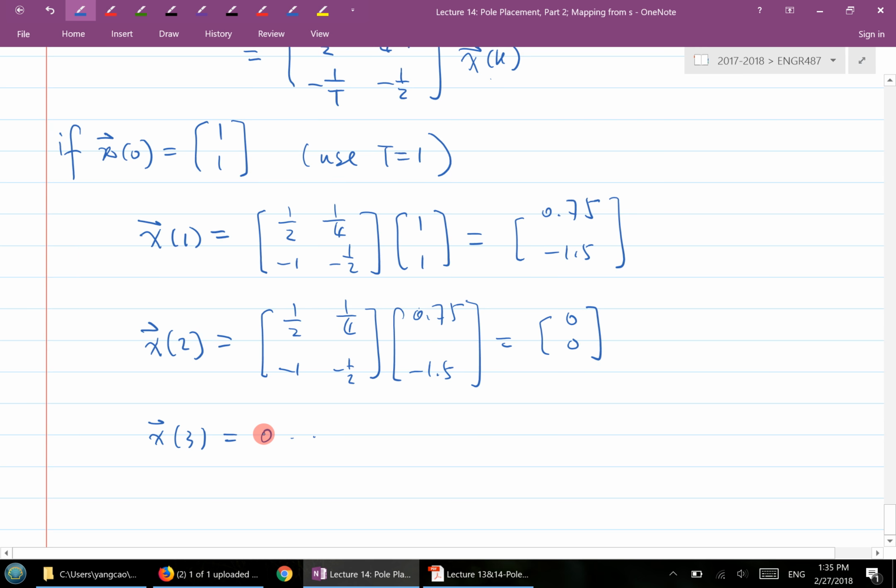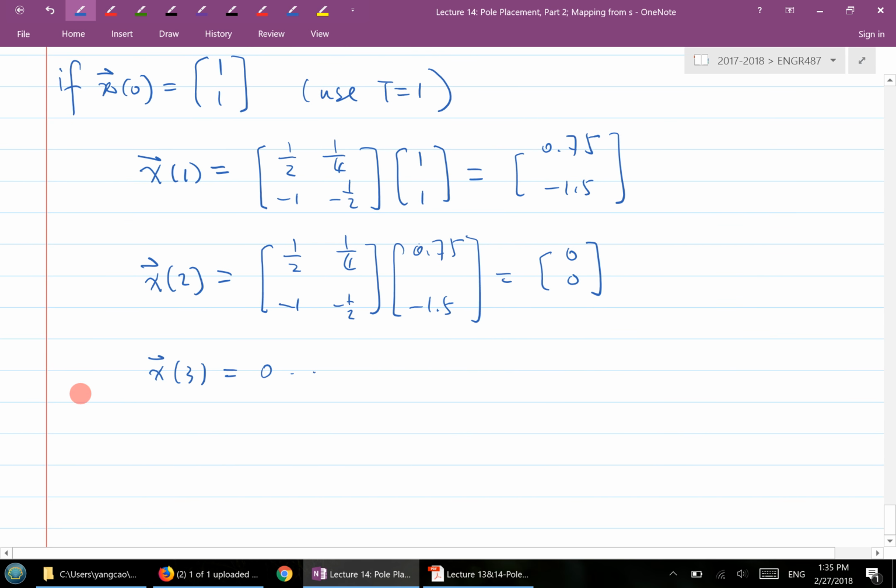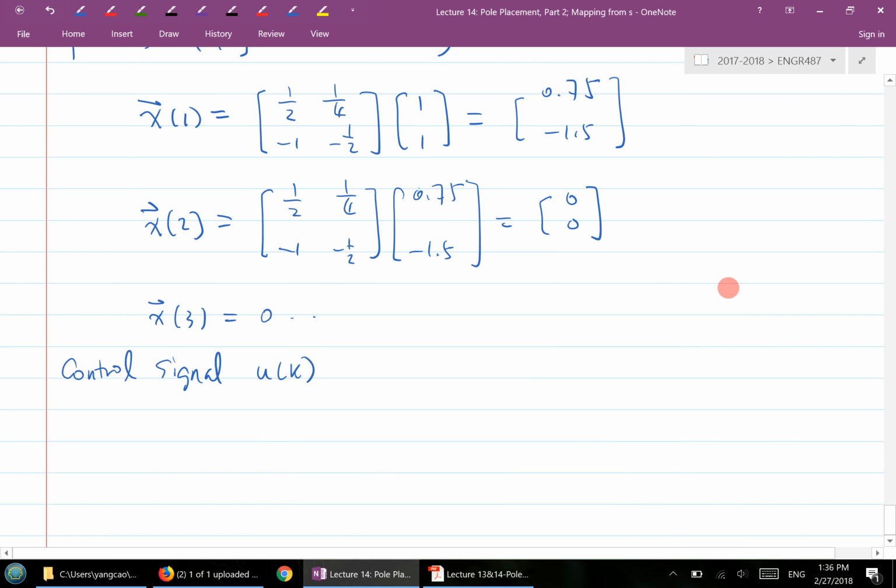Now, the other thing we also want to check is the control signal U of k. So we also want to look at how much control effort we're putting into it. We have our U of k equal to negative k times x of k. We have our control effort here.